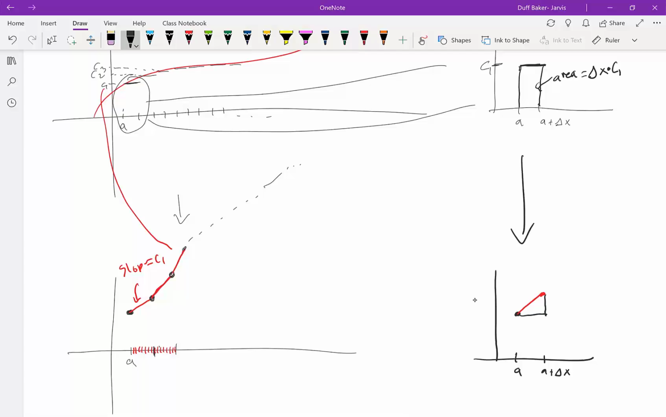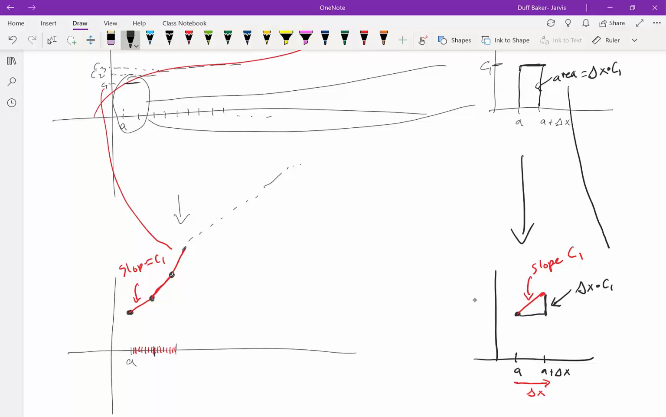Okay, now if you look at the length of this right-hand side, well, remember this red line has what slope? It has slope c1. And so if you have a line with slope c1 and you go from A to A plus delta x, that's a distance of delta x. So if you go over to the right by delta x, the line will go up by an amount exactly equal to delta x times c1.